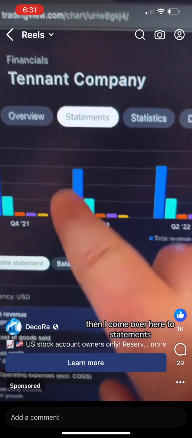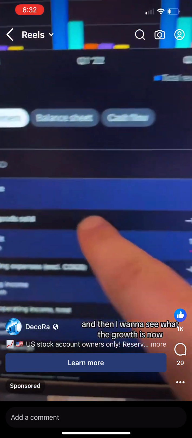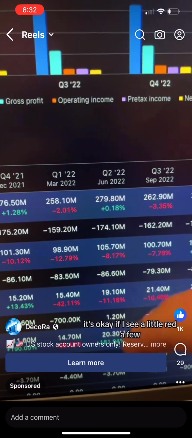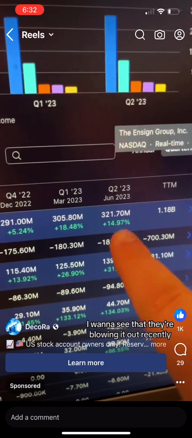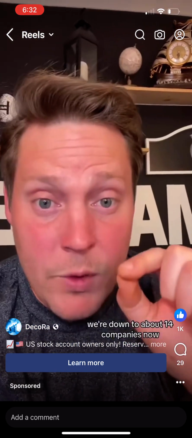Then I come over here to statements, and of course, we want to see that they are making money. And then I want to see what the growth is. Now, it's okay if I see a little red like 2 years ago. I want to see that they're blowing it out recently. This is known as a turnaround company. We're down to about 14 companies now.